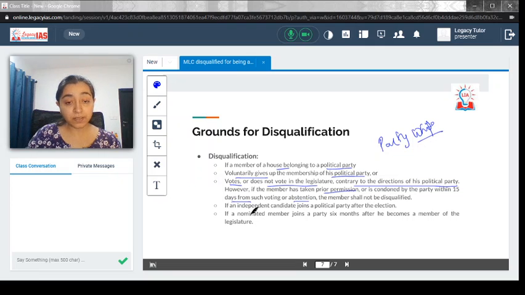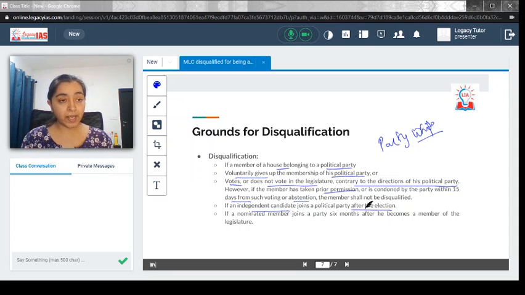Then the other ground is if an independent candidate joins a political party after the election. So if an independent candidate, who won because he fought independently, later joins as a member of a political party, that could also hold as a ground for disqualification.